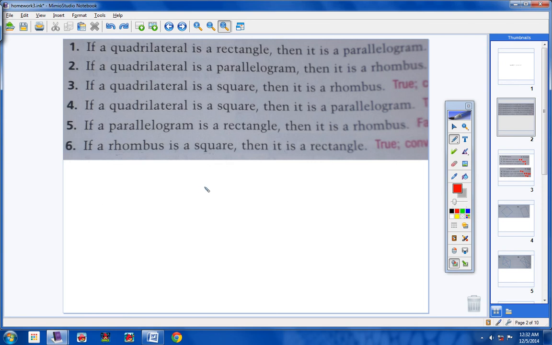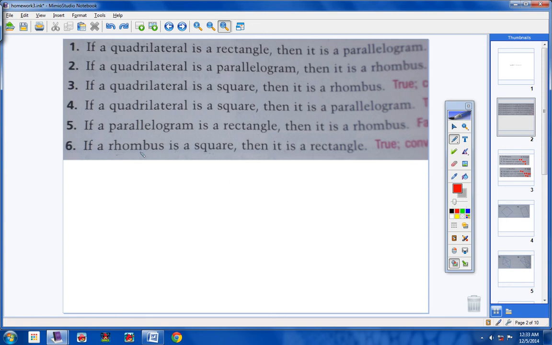If I have a rectangle, then I have a rhombus. That's a square, and that's not true. Now the book is saying true. So I guess it depends. I guess it all depends on how you write your converse. I would write my converse like this. If I have a rectangle, then it is a rhombus. That is a square. And that's not true. Just because I have a rectangle does not mean I have a rhombus.